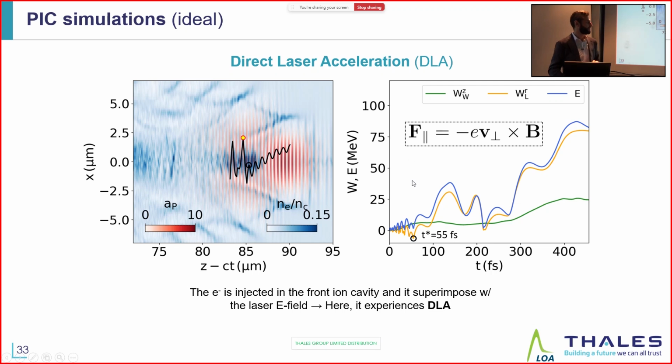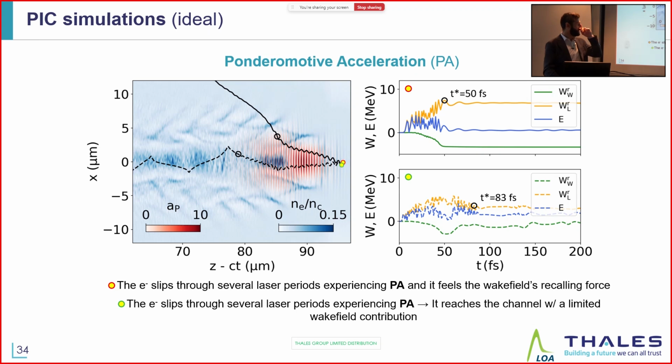And this is again pretty clear looking at this plot. Blue curve, electron kinetic energy, yellow curve, laser radial work, and green, again, the longitudinal wake field work. We see that the most important contribution comes from the laser radial work, and that allows us to accelerate the electron above 75 MeV. The previous example was at, I think, 4 MeV, so it's a huge difference in terms of energy. Now, this is the last sort of acceleration process I recognized, which is ponderomotive acceleration.